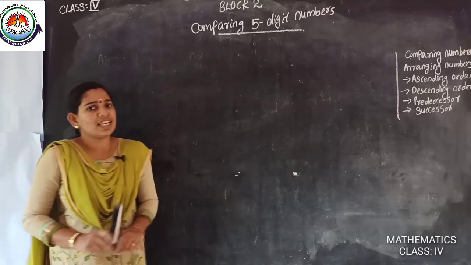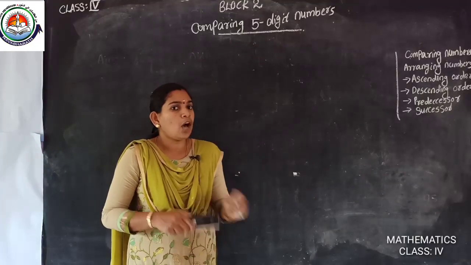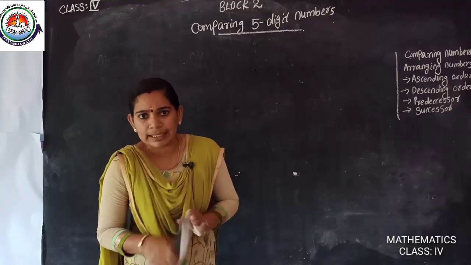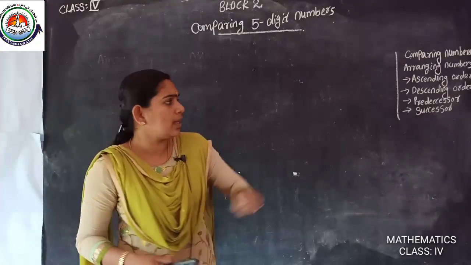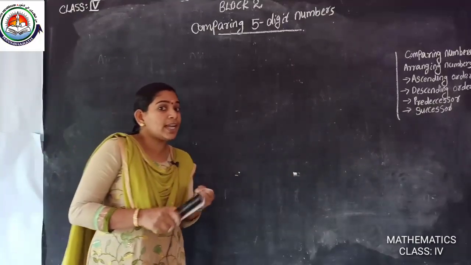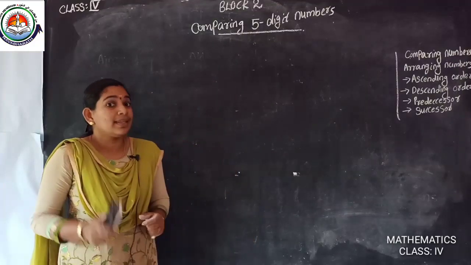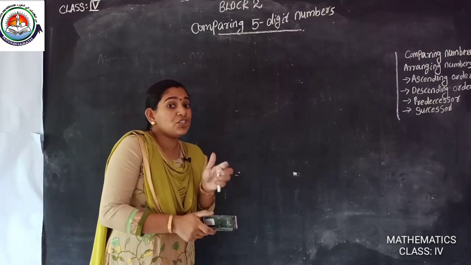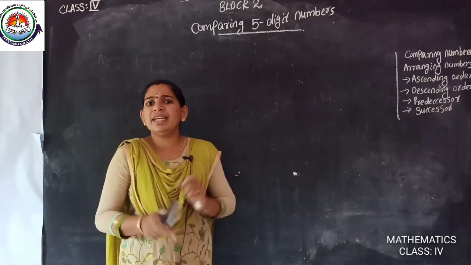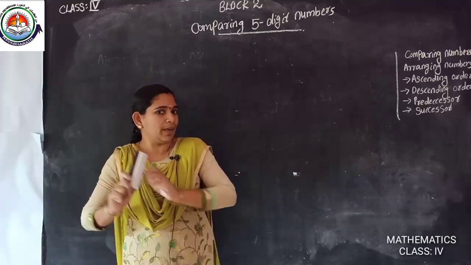Okay, in the previous class, what were we discussing? Comparing 5-digit numbers. How do we compare? Less than, greater than, and equal symbols. Then, what were we discussing? Arranging numbers. How do we arrange numbers? Descending order and ascending order. What do you mean by ascending order? The numbers arranged from smaller to bigger. That is ascending order. What do you mean by descending order? The numbers arranged from bigger to smaller.